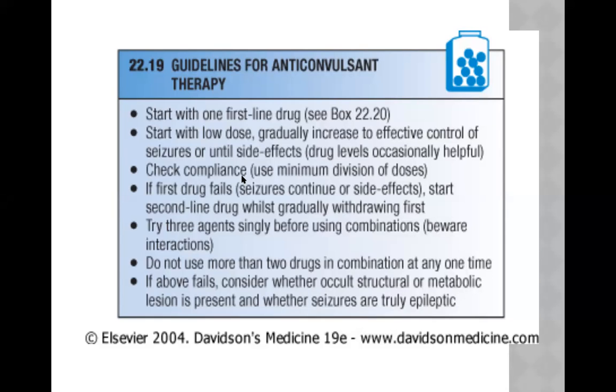Another important guideline is if the first drug fails and if the seizure continues or the side effects already came, then start the second line drug, okay, whilst gradually withdrawing the first. This is such an important point. For example, if you have used carbamazepine as the first line drug, okay, but carbamazepine you have already increased to the maximum dose, but the seizure is not controlled. So what should you do now? You start the second line drug like sodium valproate and gradually decrease the dose of carbamazepine and then only stop.